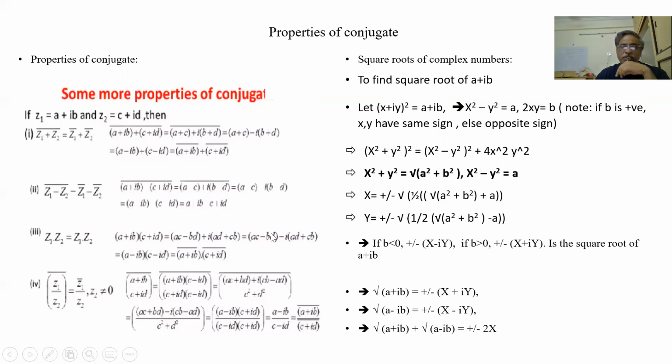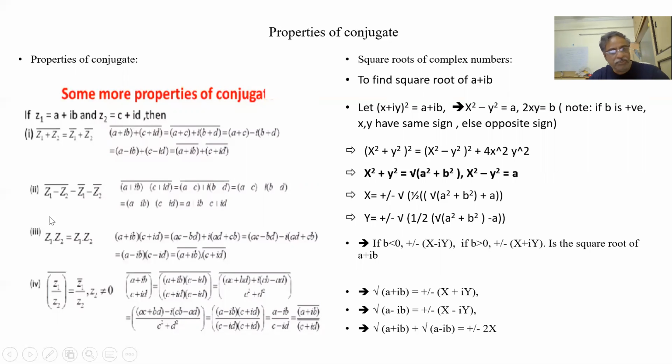This is Z1, Z2 bar. Now I have rearranged the items. I found it is nothing but Z1 bar into Z2 bar. This is Z1 bar. This is Z2 bar. So this is Z1 bar, Z2 bar. So Z1, Z2 bar is equal to Z1 bar, Z2 bar. Similarly, Z1 by Z2 bar is equal to Z1 bar by Z2 bar.